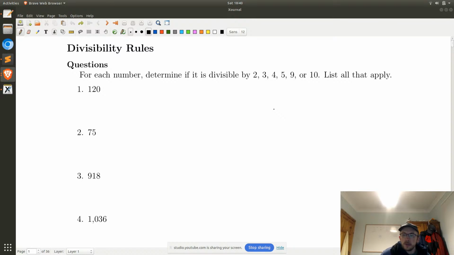So, for example, it will go 92, 96, 100, and then it'll start all over again. 104, 108, 112, 116, 120, and so on.